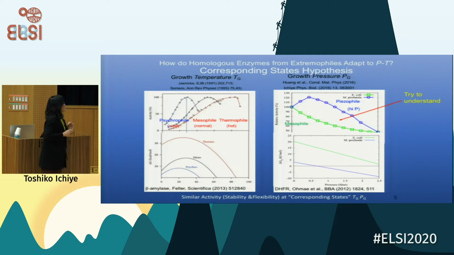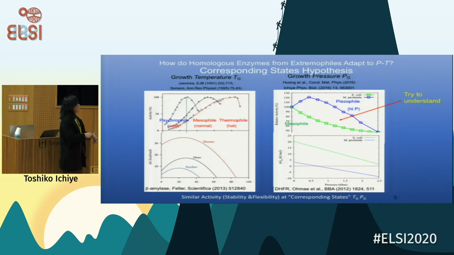Okay, so the question we've been asking is, if you find basically the same proteins in extremophiles and mesophiles, how do homologous enzymes from a mesophile and extremophile adapt so that they can exist in these conditions? There's a hypothesis, which people call the corresponding states hypothesis, sort of like the PChem corresponding states. I'll explain it first for organisms that live at different temperatures.